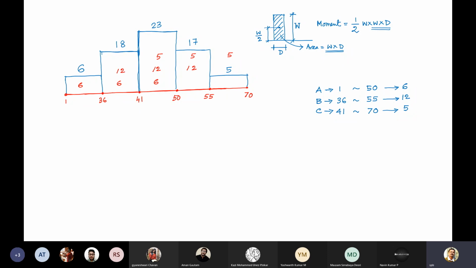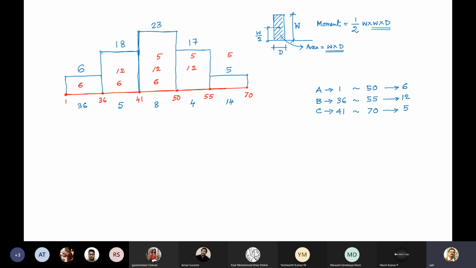So how many days? 36 days first. This is your 36 days. This is 41 minus 36 plus 1, 6 days. 36, 37, 38, 39, 40, 41. So it is 5 days. Then this is 50 minus 41, 8 days. Then this is 4 days. Then this is 14 days.